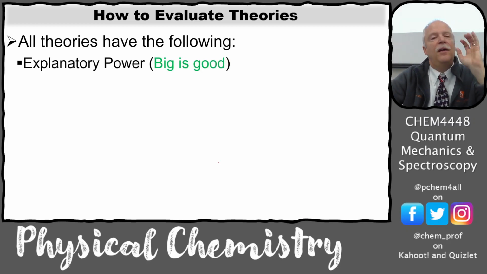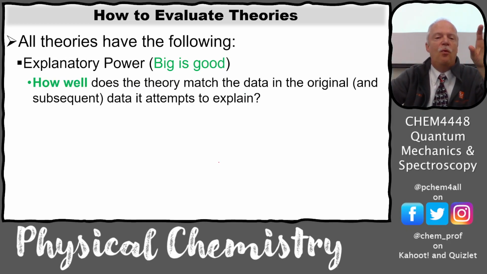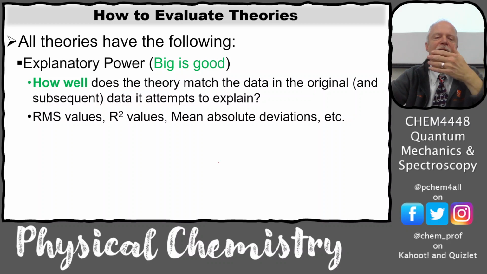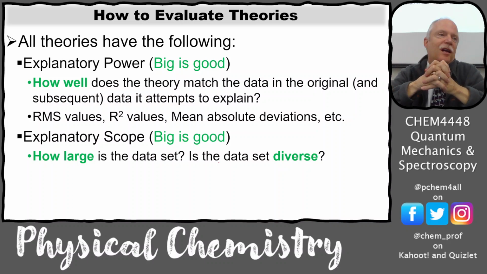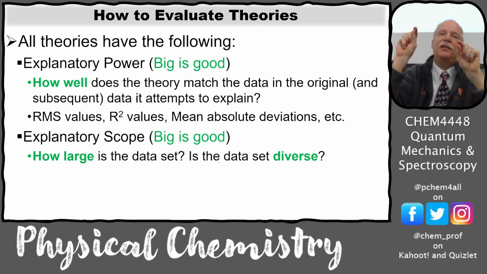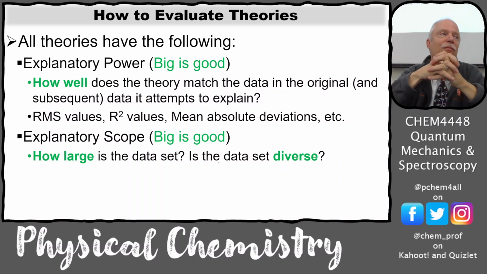And so here are your criteria. There's explanatory power. So how well does the theory match the data in the original and subsequent data that it attempts to explain? If you have a data set and you plot, say, a line through it, how tight does that fit? How does it fit the data that you used to come up with the theory? You can use R values and mean deviations to evaluate the explanatory power. And then there's explanatory scope, which is how large the data set is. You could do a 2-point calibration. That wouldn't be a very good one because that's by definition a perfect line. You have an R squared of 1, so it sounds great, but a 5-point calibration would be better, because that has a bigger scope.